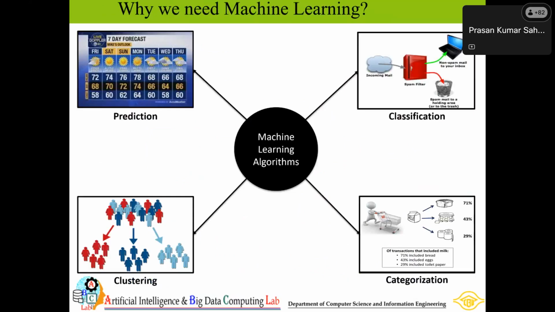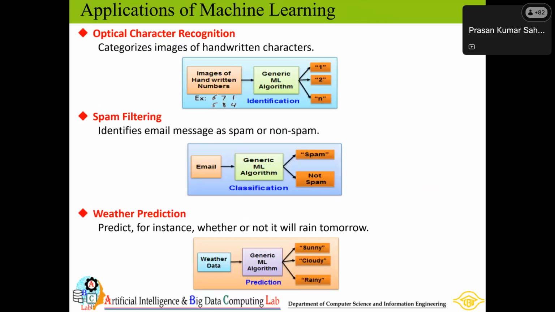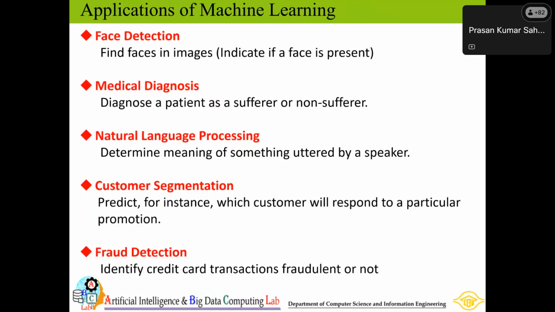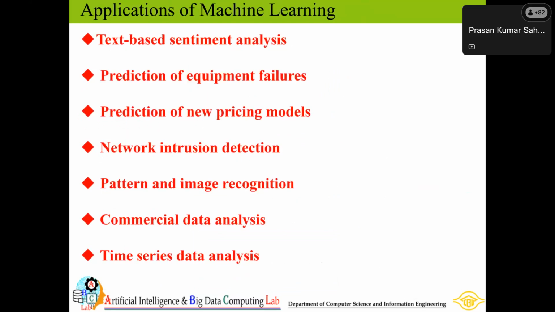We can use machine learning for prediction, classification, clustering, categorization, and different applications such as optical character recognition. Suppose I'm signing a document; for optical character recognition, machine learning can be used. Other applications are spam filtering, weather prediction, face detection, medical diagnosis, natural language processing, customer segmentation, and fraud detection.